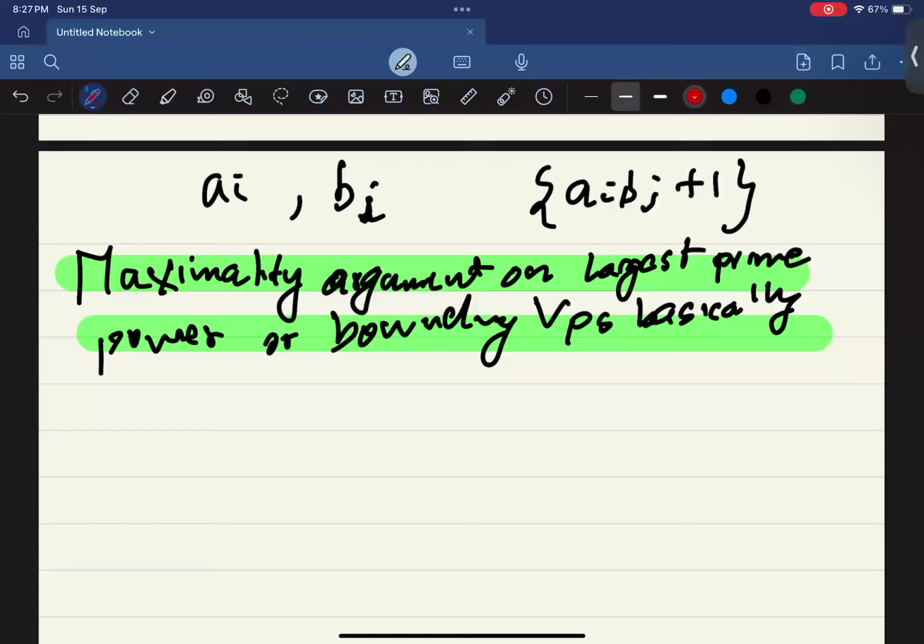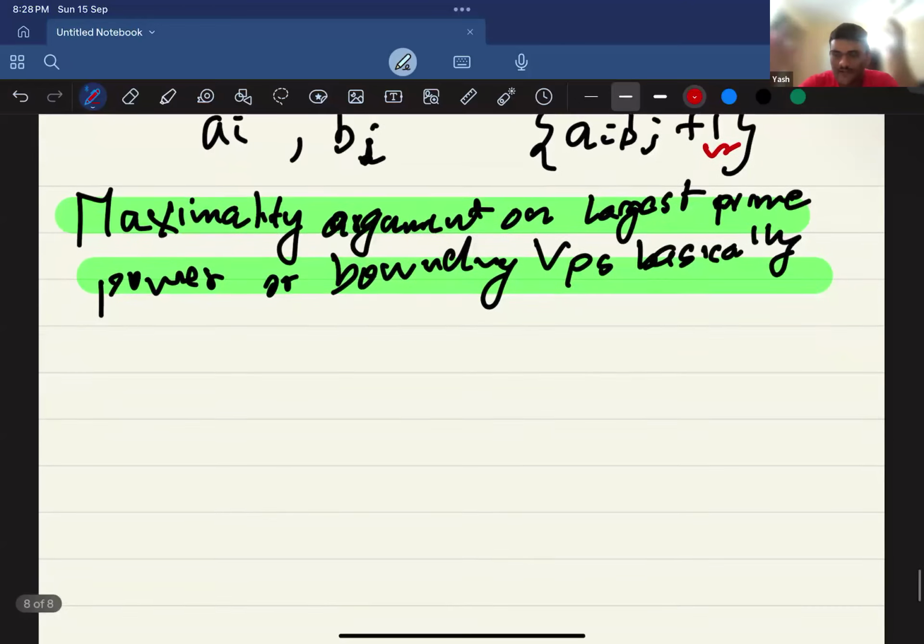Can you see anything nice with this set? This plus one ensures some sort of coprimality condition. If p divides this, then p cannot divide Ai or Bj. You'll actually see this argument in an INMO problem as well, in 2019. It was slightly different, but this is a better version of the thing.